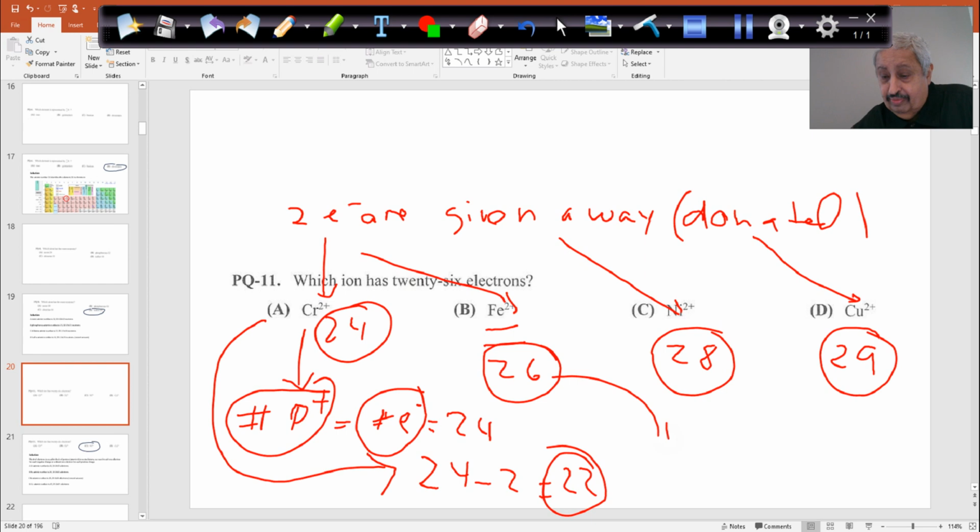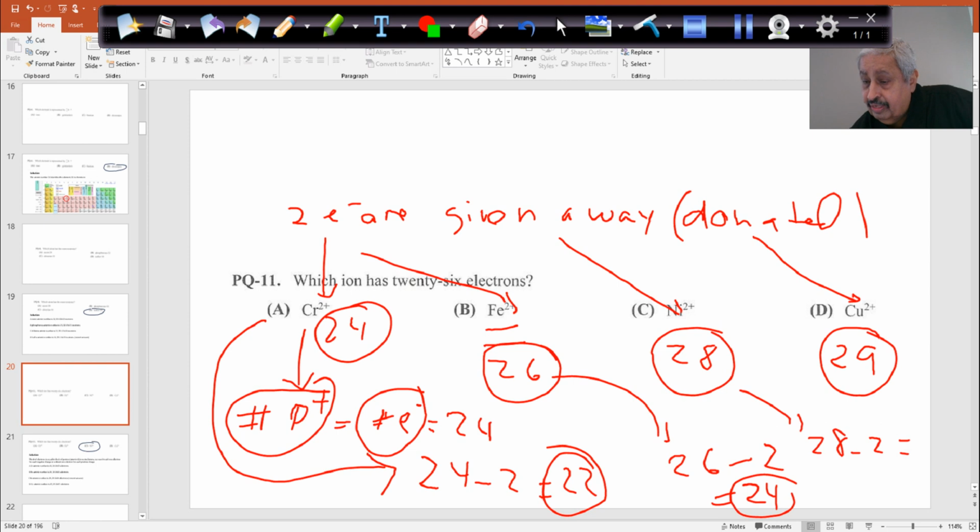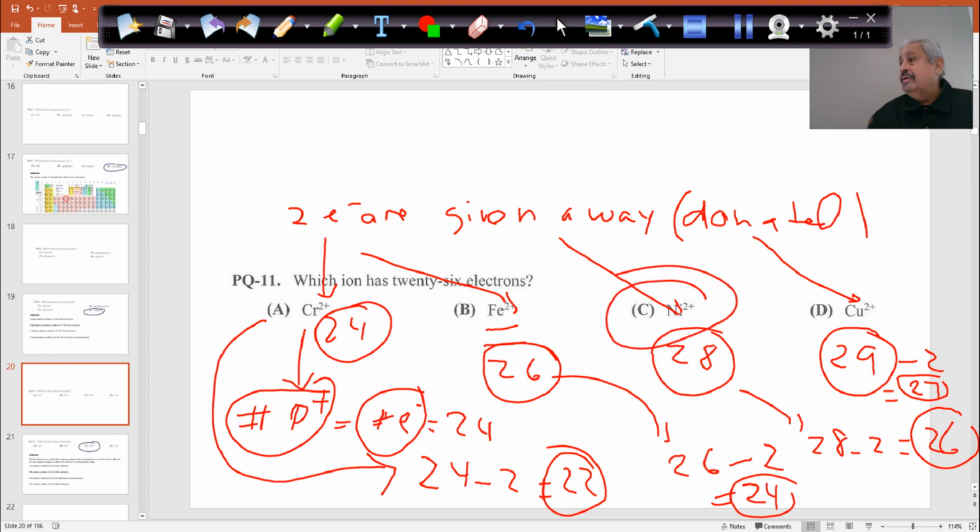How about this one here? 26 minus 2, 24, correct? How about here? 28 minus 2, how much? 26? 29 minus 2, 27. Which one has 26? B? C. That's correct. So this is the answer here.